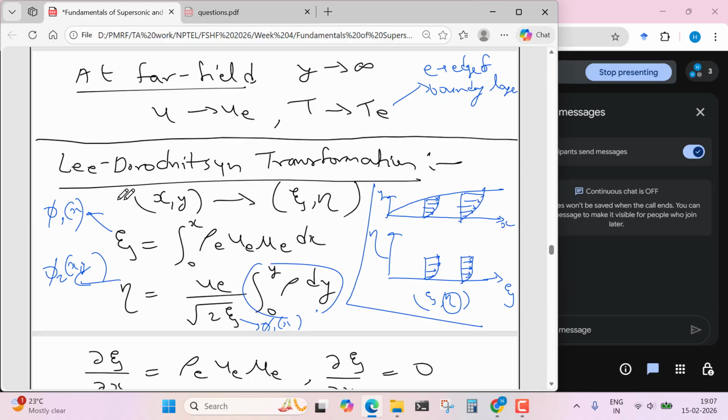And there is one transformation called the Dorodnitsyn transformation, in which we transform the coordinates from x, y to ξ, η. Our main aim is to make the profile a similarity profile, where ξ is given by the integration from 0 to x of ρe ue μe dx, and η equals ue upon √(2ξ) times the integration from 0 to y of ρ dy.